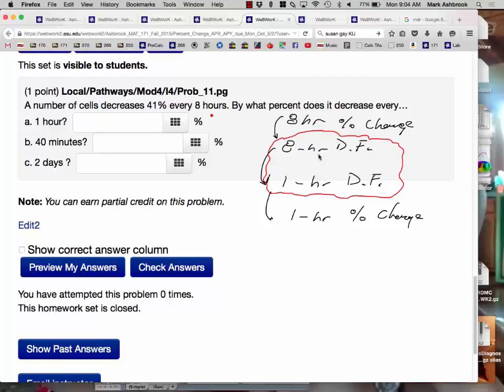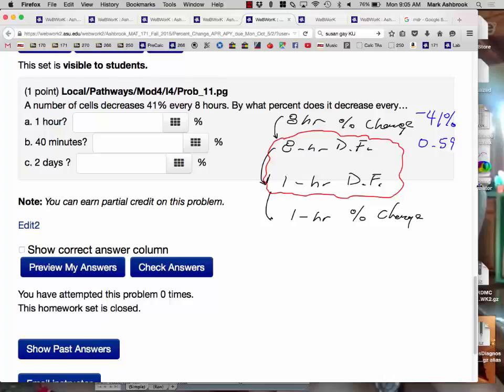Okay, so the 8-hour decay factor. The cells decrease 41% every 8 hours, and the 8-hour decay factor is 0.41, right? Right. So remember with decay, the decay factor is the portion that you keep. When you multiply by some fraction, you're going to keep that amount. So you have to make that change. So our 8-hour decay factor is going to be 0.59. So if we have negative 41% change, that's a decay factor of 0.59. Hopefully we've had enough of those that by now that's getting through.